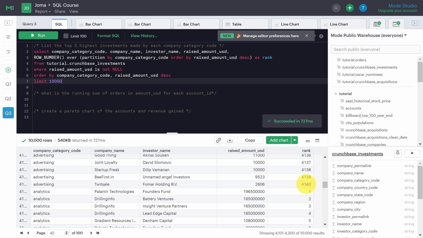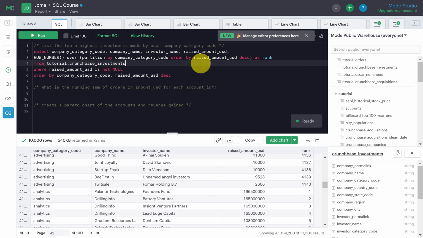That's very little. But anyways, as you can see, once this is done, we kind of reset the rank, and now the company category code is analytics. Like Palantir Technology got a lot of funding, and now it starts at 1 again. 1, 2, 3, 4. So that's going to be pretty useful because we care about top 5 highest investments made by each company category code. All right, so we have this now, so good.